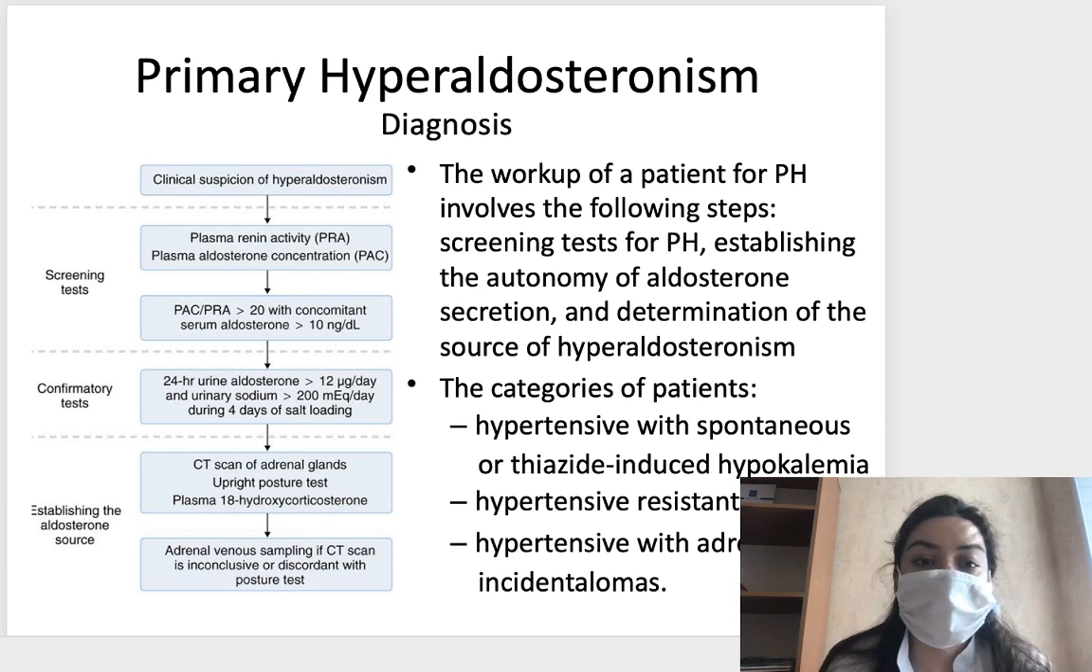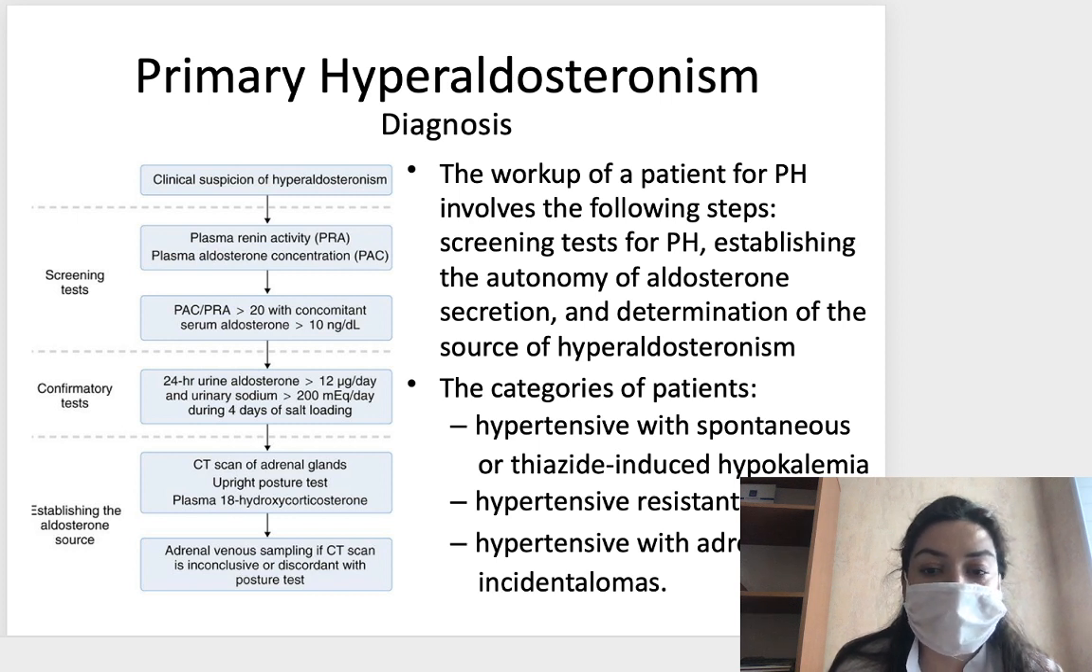Okay, in diagnosis, the workup of patients with primary aldosteronism involves the following steps: a screening test for primary hyperaldosteronism, establishing the autonomy of aldosterone secretion, and determination of the source of hyperaldosteronism. The categories of patients are hypertensive patients with spontaneous or thiazide-induced hypokalemia, resistant hypertension, and hypertensive patients with adrenal incidentalomas. Here you see an algorithm for diagnosing primary hyperaldosteronism.